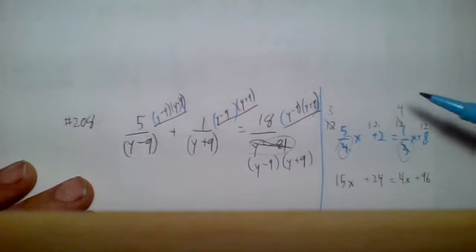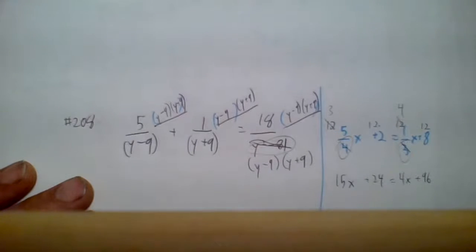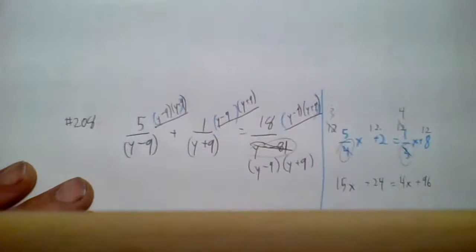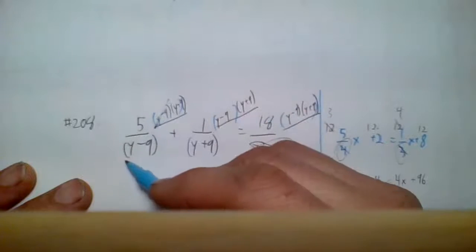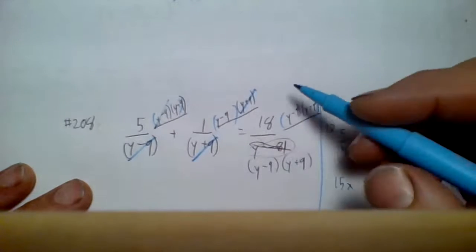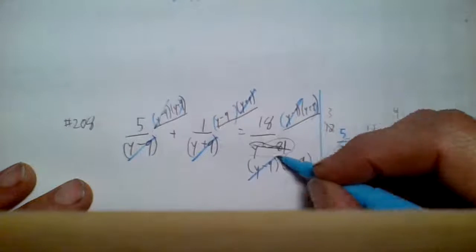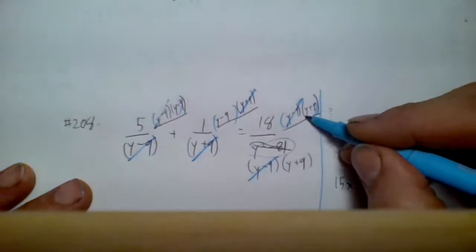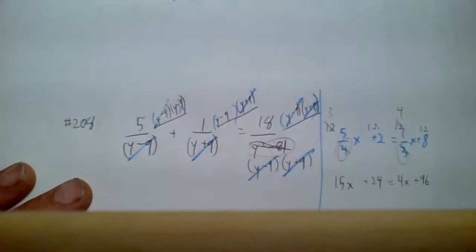In some ways, it's easier than over here because I don't have to think about multiplying and dividing. I just have to think about crossing stuff off. Right, this is gone. The y plus 9 is the same on the top and bottom. The y minus 9 is the same on top and bottom. And the y plus 9 is the same on the top and bottom.